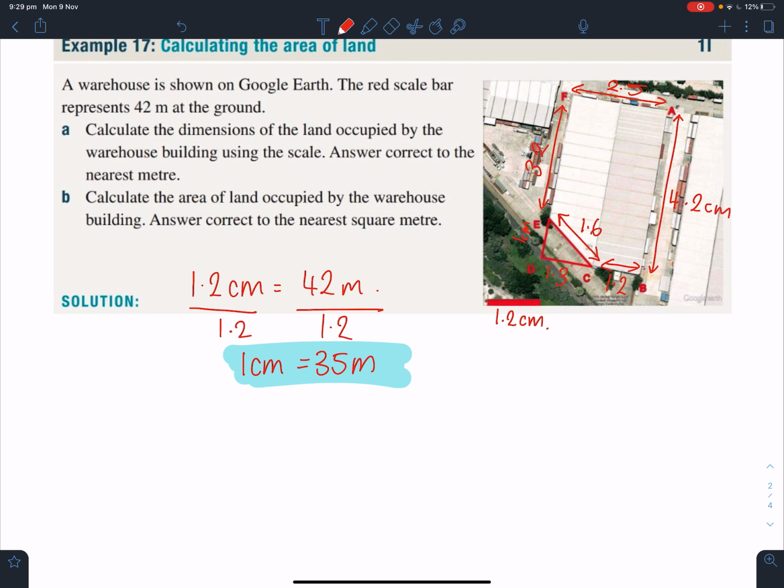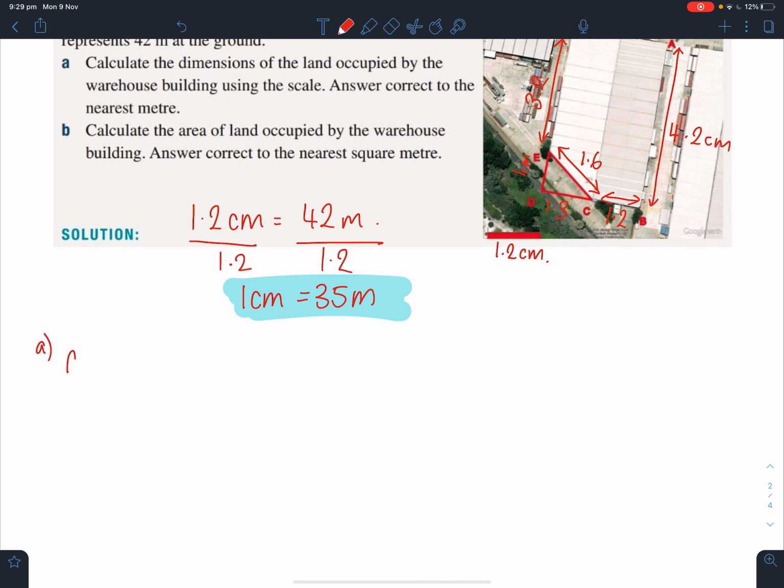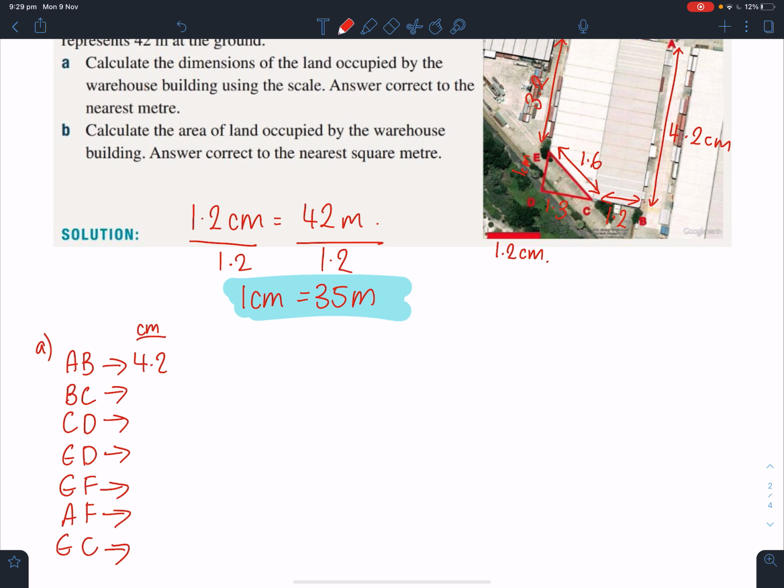They want the dimensions of that building, so we need to convert all of them using the scale. I'm just going to rewrite them all: AB, BC, CD, ED, EF, AF, EC, and their drawing measurements were 4.2, 1.2, 1.3, 1, 3.2. These are all centimeters. Luckily I measured these quickly before.